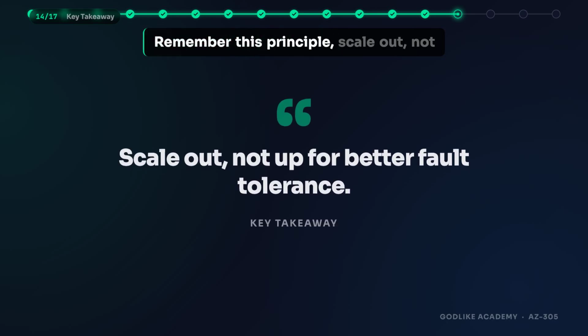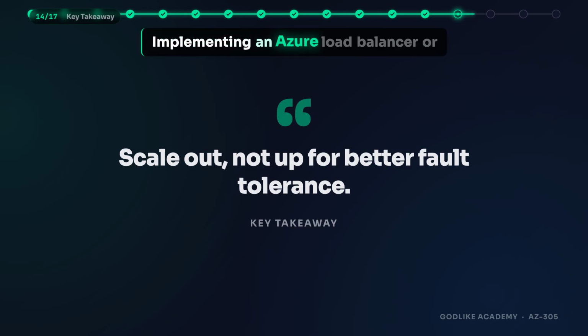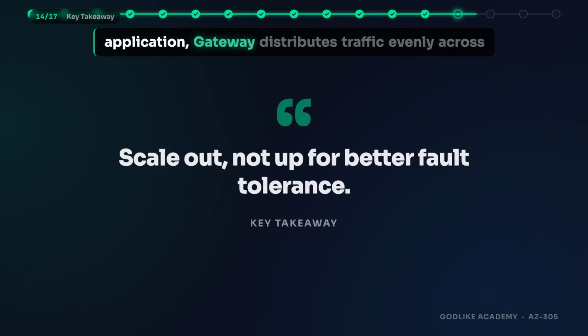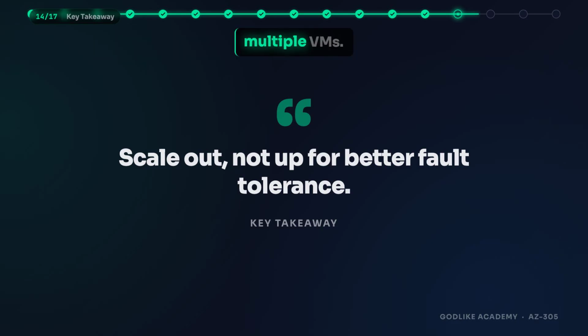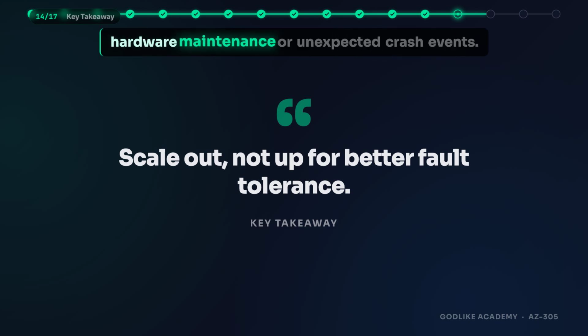Remember this principle: scale out, not up. Adding more instances to handle load provides better fault tolerance than making a single instance larger. If one node fails, your system stays alive. This approach is much easier to justify and manage in the long run. Implementing an Azure load balancer or application gateway distributes traffic evenly across multiple VMs. Relying solely on vertical scaling creates a single point of failure that will cause complete service outages during hardware maintenance or unexpected crash events.